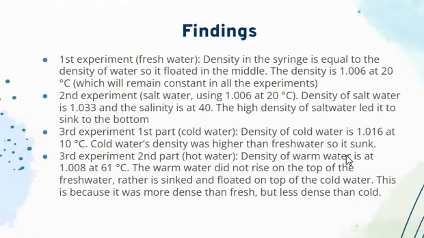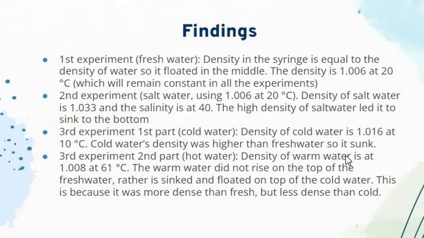Conclusion. Findings. First experiment, fresh water. Density in the syringe is equal to the density of water, so it floated in the middle. The density is 1.006 at 20 Celsius, which will remain constant in all the experiments. Second experiment, salt water, using 1.006 at 20 Celsius. Density of salt water is 1.033 and the salinity is at 40. The high density of salt water led it to sink to the bottom.